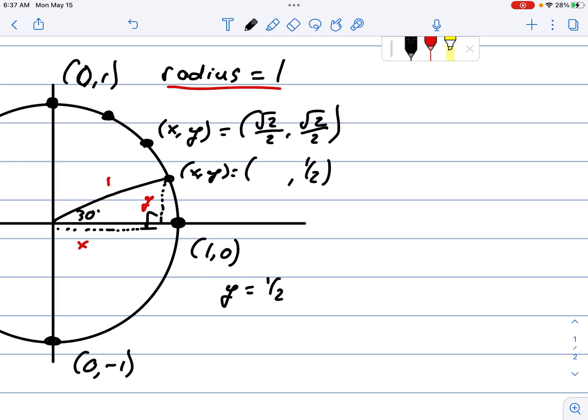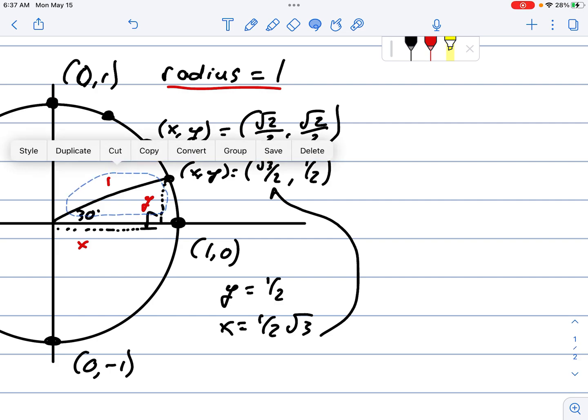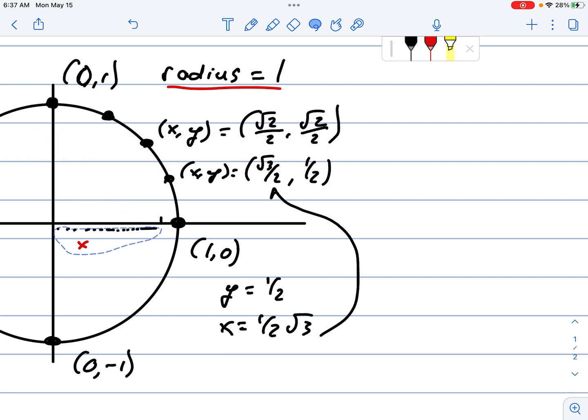And then what is my other side? That's the side opposite the 60. And we know that as whatever this is times radical 3. So 1/2 times radical 3, and we call that radical 3 over 2. So when I'm finding my trig values, what I'm doing is using my memorized 30, 60, 90 triangles.